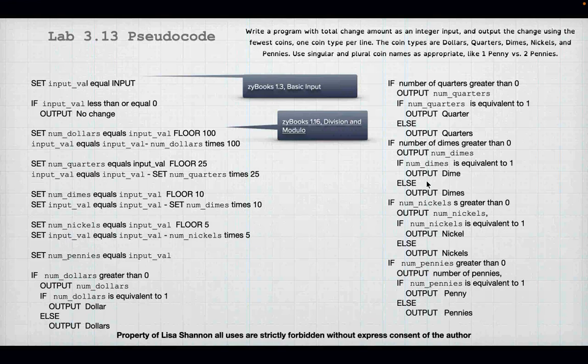And then you're going to do that exact same thing for quarters. This is a pattern. Follow the pattern. I'm going to say if number of quarters is greater than 0, then I know I have to print quarters. Now I'm going to go in and do the inner if statement. Number of quarters is equivalent to 1, you output the singular for quarter. Otherwise, you output the plural quarters. And you do that for everything. But you have to make sure that you check at the very beginning that they didn't give you a negative number, because ZyBooks will do that.